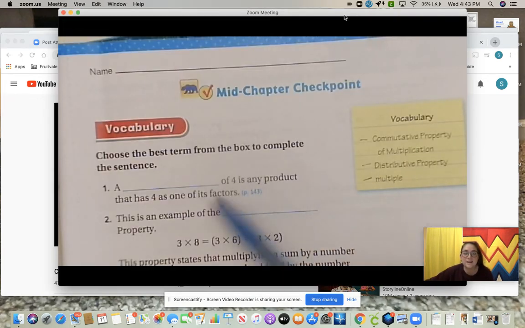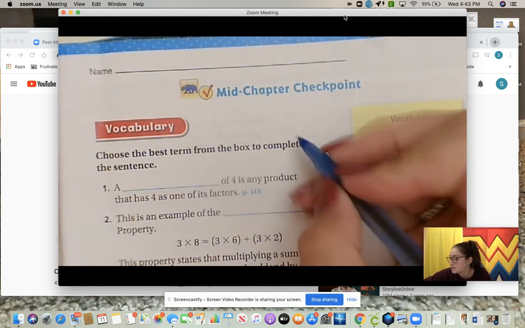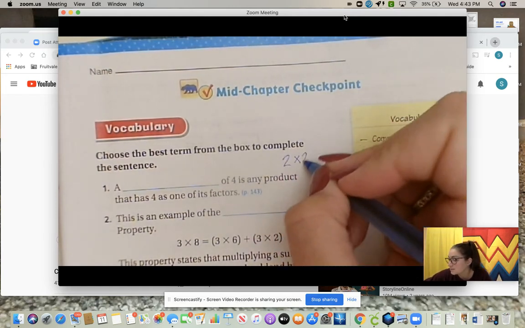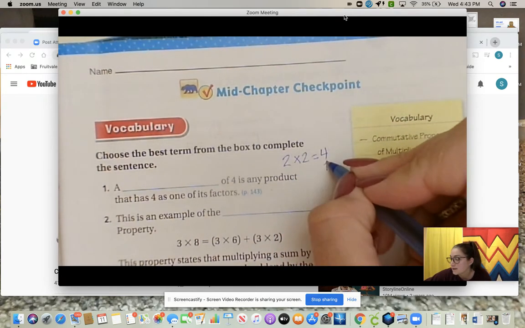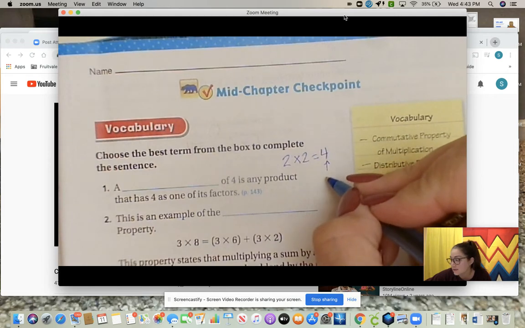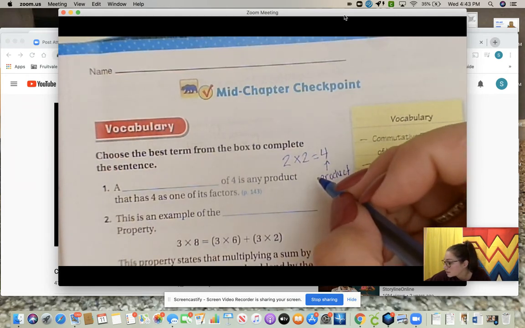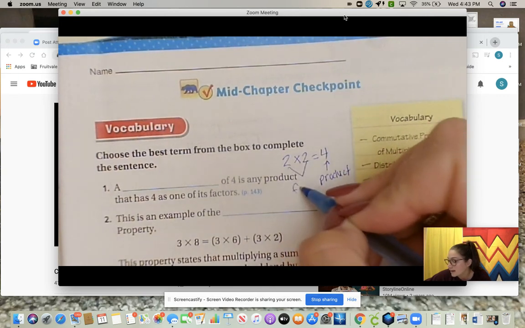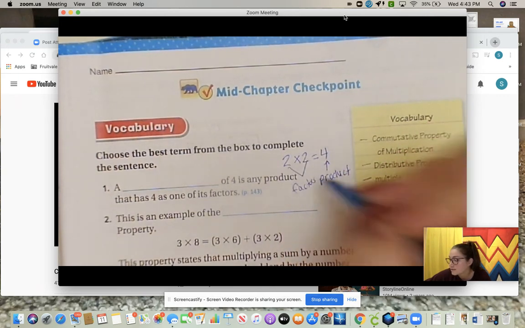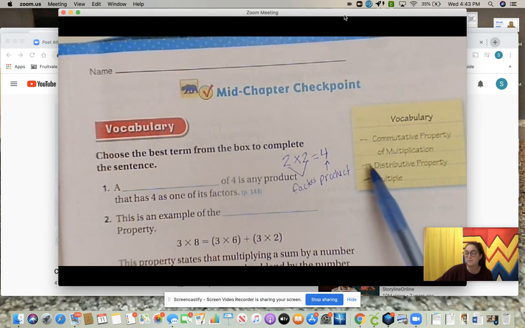And then factors are, so let me just tell you. So if it's 2 times 2 equals 4, that is our product. And then these are the factors. Okay? So which one of these 3 describe it?